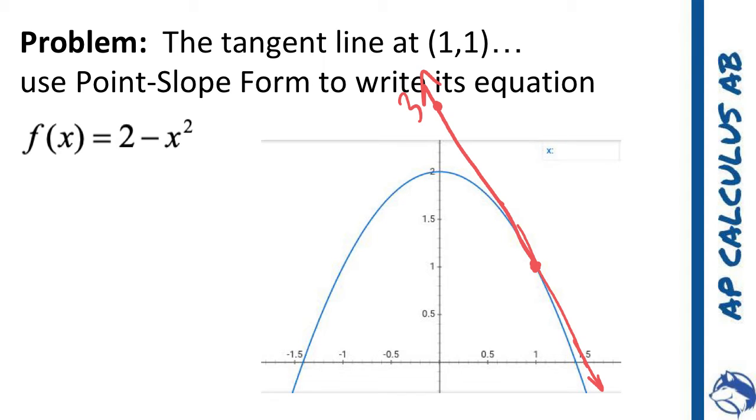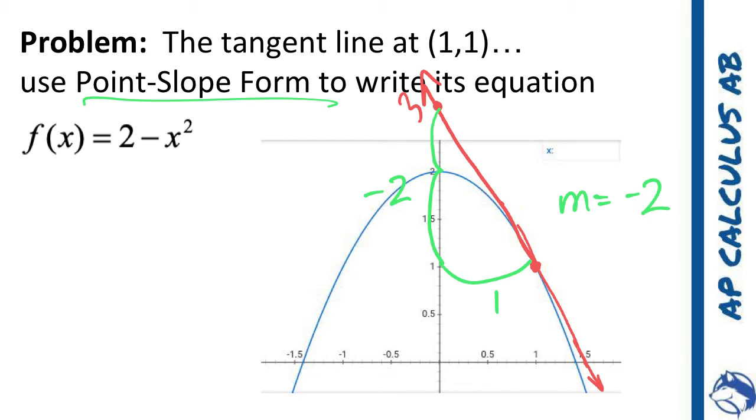So if you were to count it out, it looks like my slope here, if I count this, it goes down 1, 2, and then over 1. So it's minus 2 to the right 1, so my slope is equal to a negative 2.